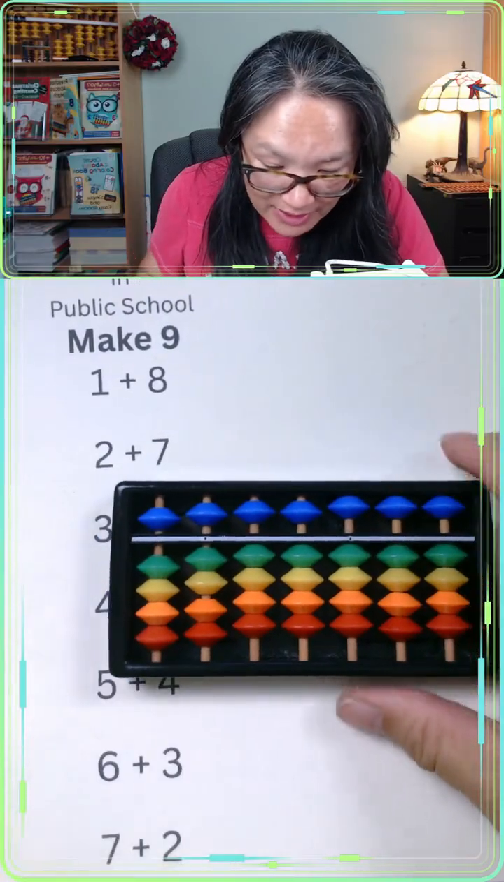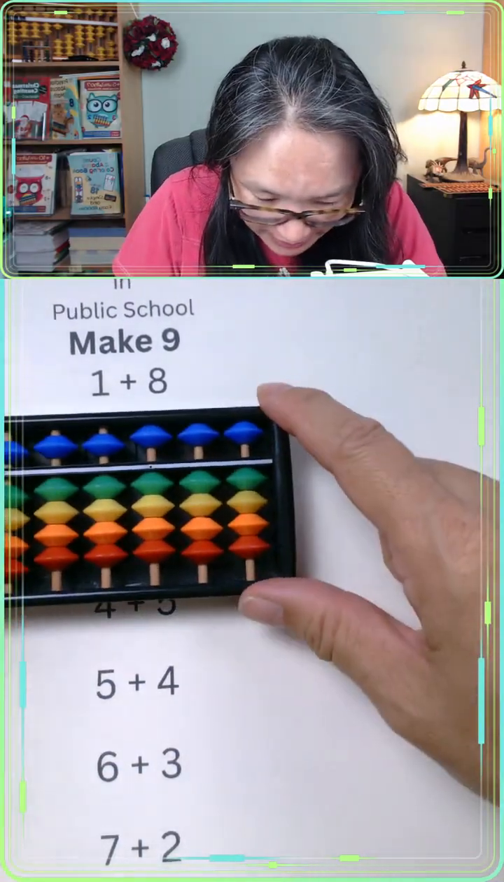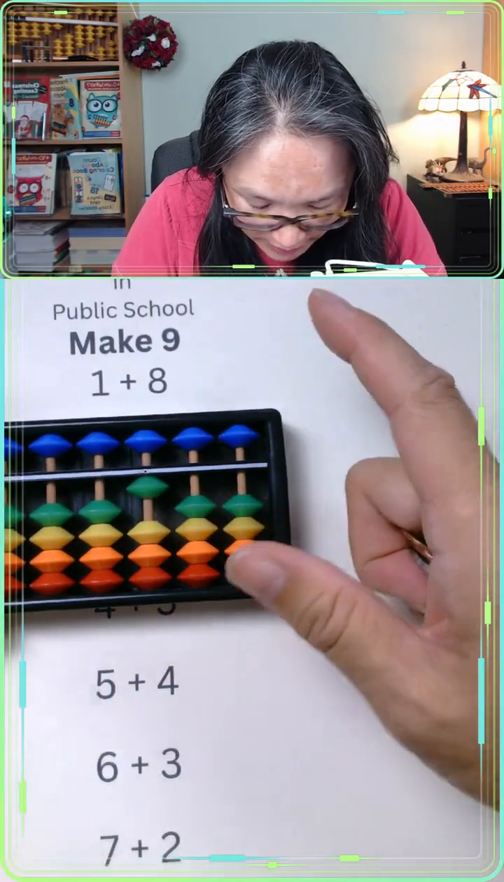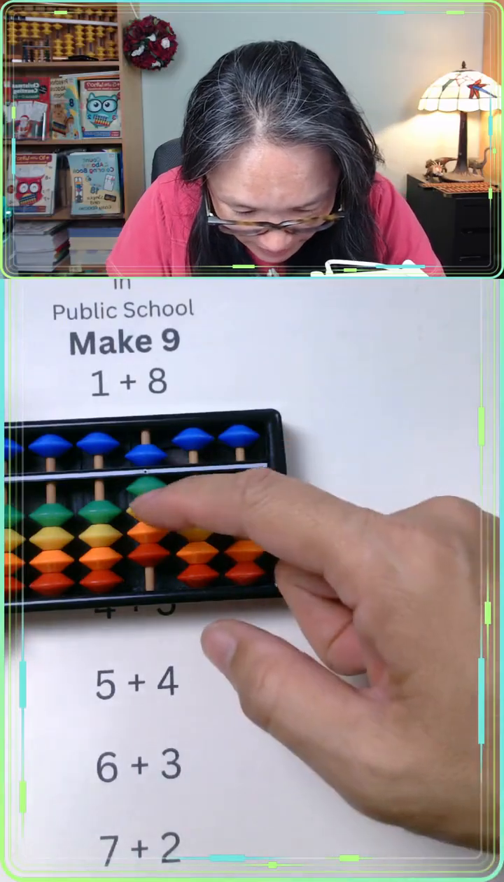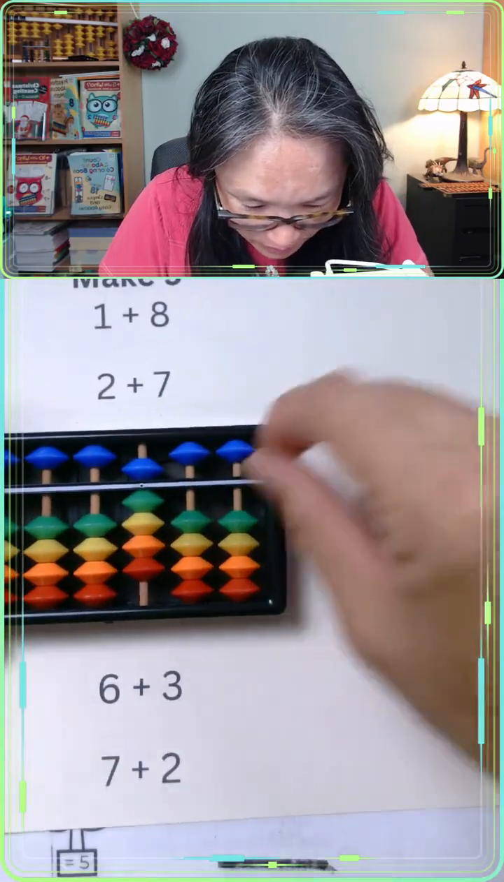You need to memorize how to make a 9. I'm like, why do we need to know how to make a 9? So what they do is they need to know that 1 plus 8 is equal to 9. I'm like, why do we need to memorize this? Because I can see it on my abacus. I don't need to memorize this.